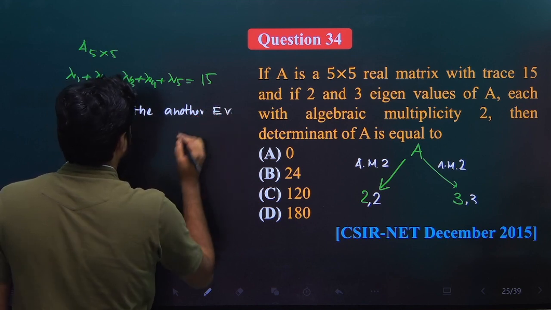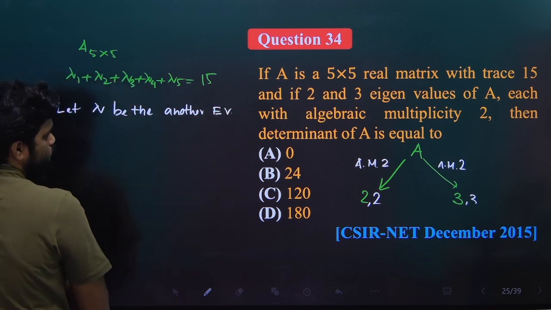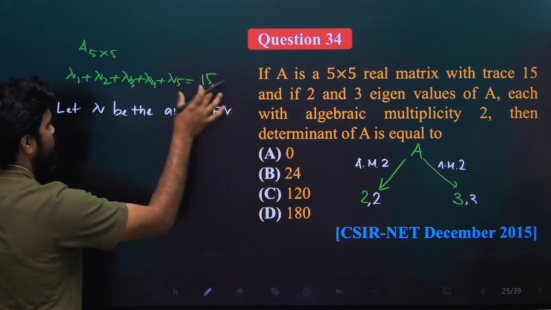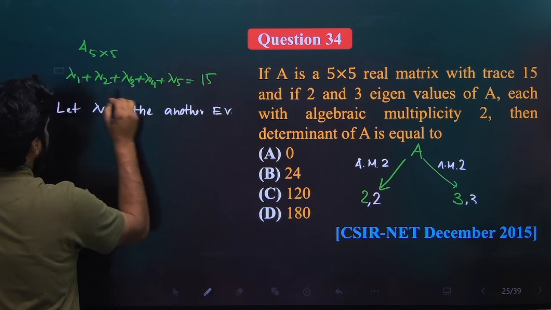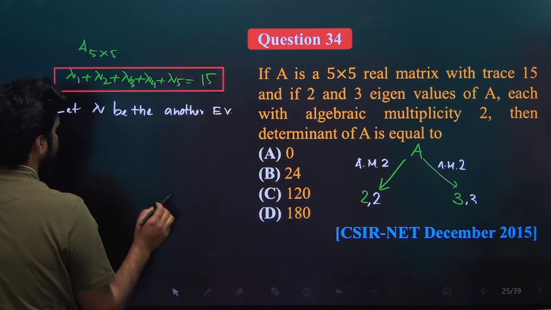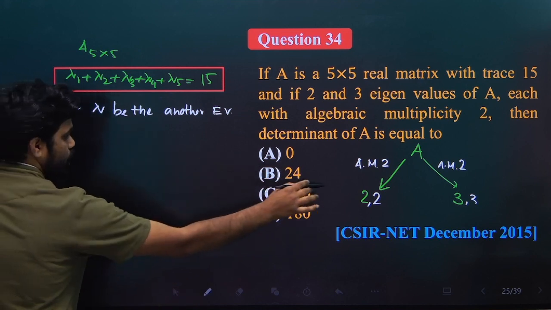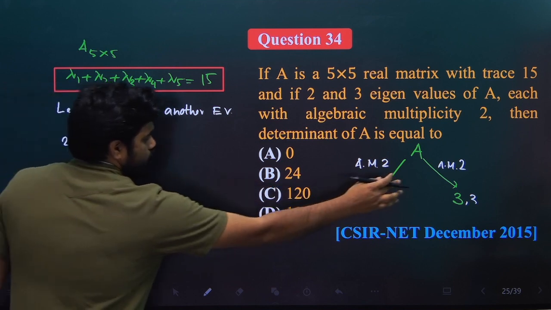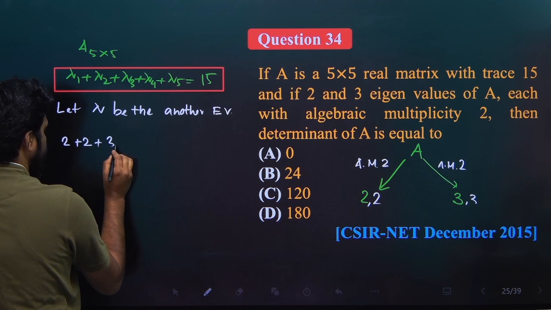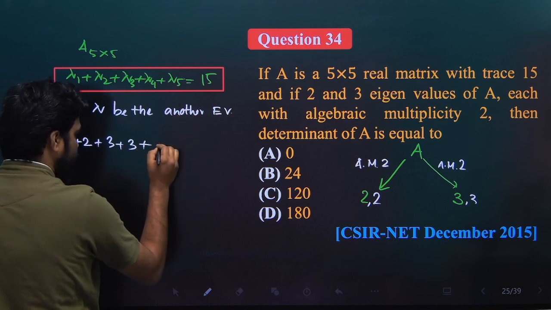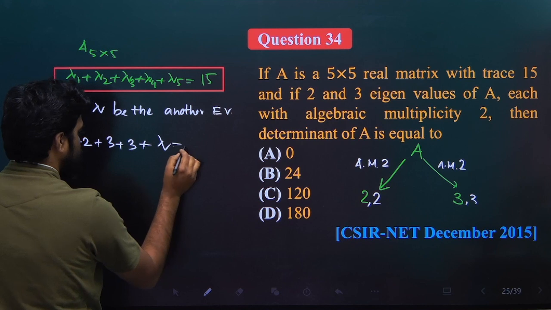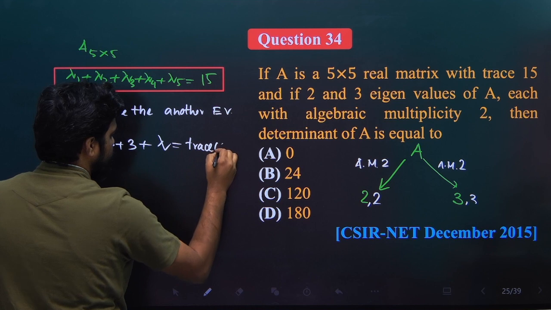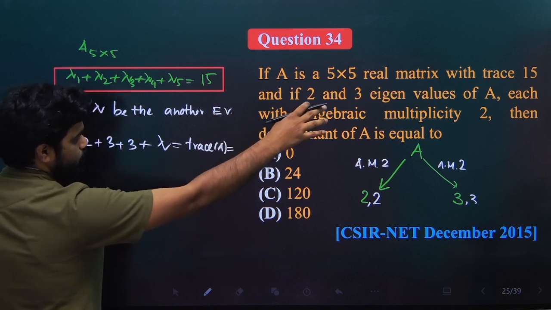So according to the question, the sum of the eigenvalues is equal to the trace of the matrix, right? The eigenvalues given are 2, 2, just apply this, 2 plus 2, and 3 plus 3, and the other eigenvalue I considered is lambda. So the sum of the eigenvalues is equal to the trace of the matrix, and the trace is 15.